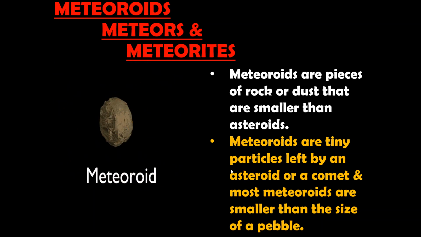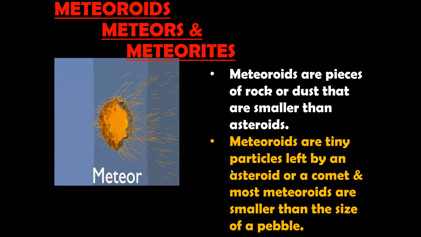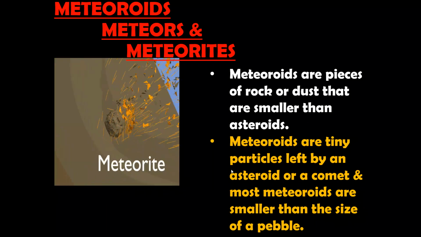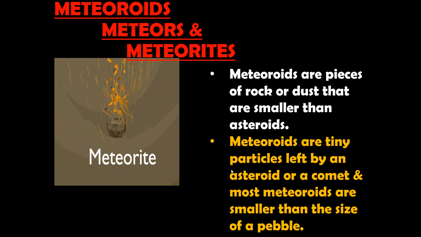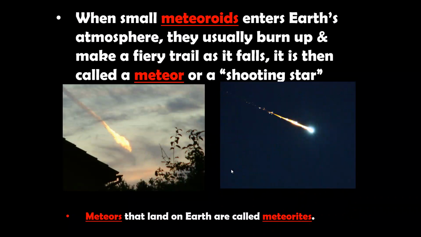This is a meteoroid, and then this is a meteor, and this is a meteorite. When a small meteoroid enters the Earth's atmosphere, it usually burns up and makes a fiery tail as it falls, and it is called a meteor or a shooting star. Meteors that land on Earth are called meteorites.